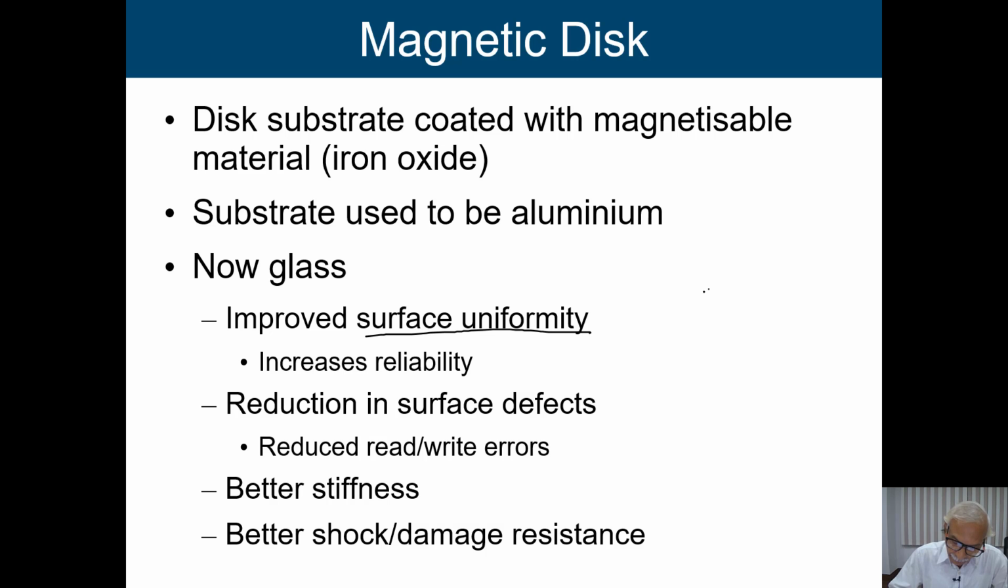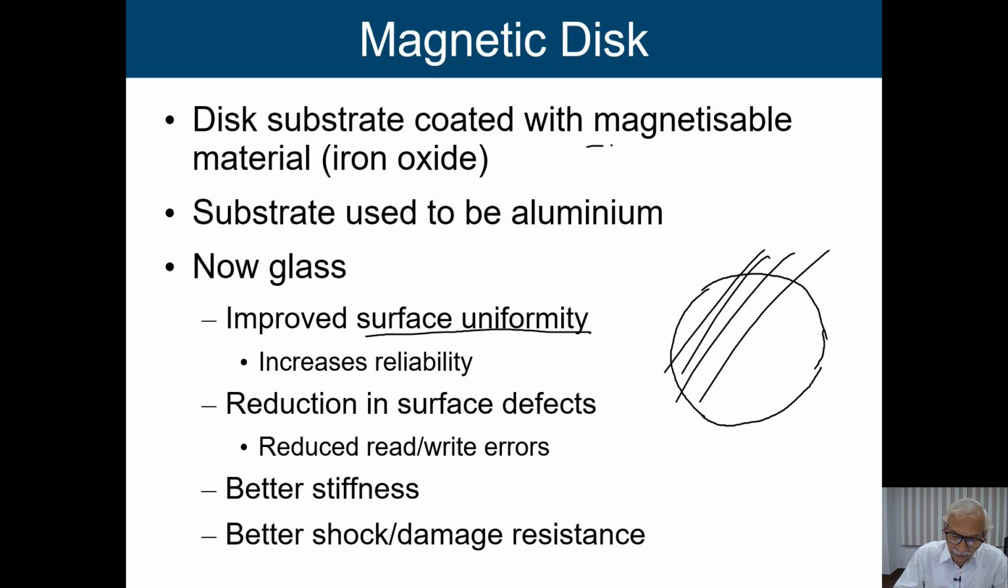That means it is a plate substrate, and this plate will be coated with magnetizable material, and by inducing magnetism over here, we are going to store our information. So this is the basic property of our magnetic disks.